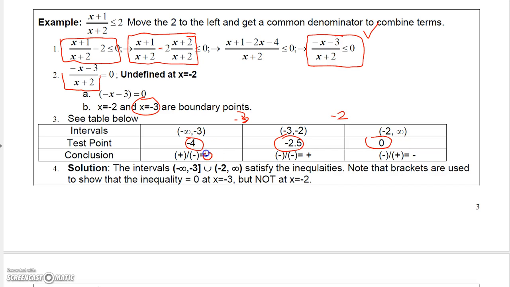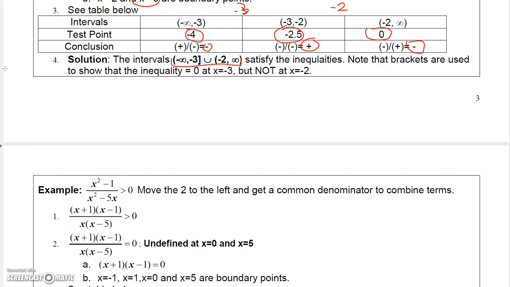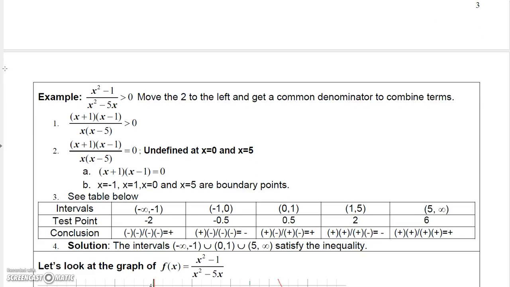So here I got a negative, here I got a positive, and here I got a negative. And I wanted to know when this expression was negative or 0. So I'm using the outermost regions, -infinity to -3 and -2 to infinity. And again, don't include the -2, because that's where the function is undefined. That's not where the function is equal to 0.